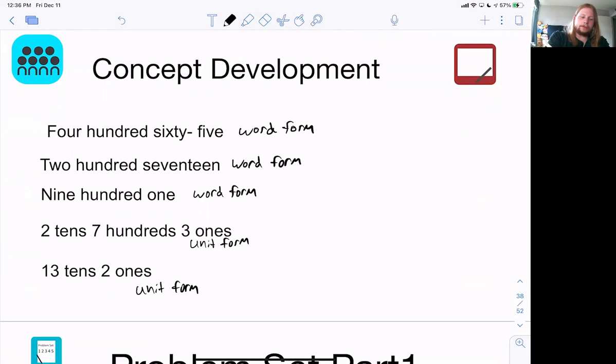So 465, I hear 400 and then a 65. 217, I hear 217. 901, I hear a 900 and then a 1, so I make my tens place 0. 2 tens, 7 hundreds, 3 ones. This one's actually one of the easier ones to see because we could just see we have the 7, then we have a 2 and a 3. 7 hundreds, 2 tens, 3 ones.